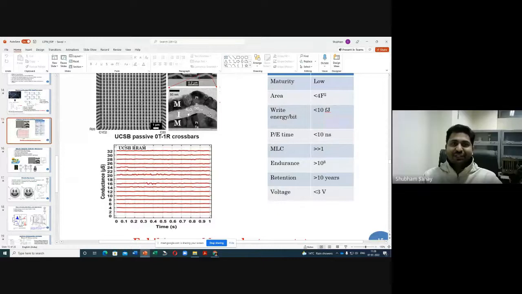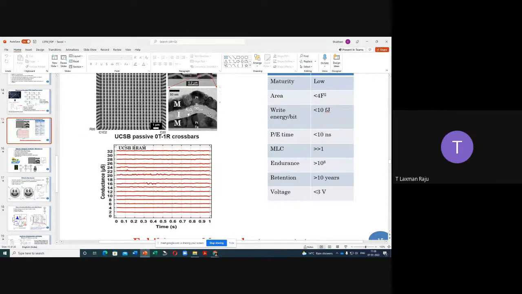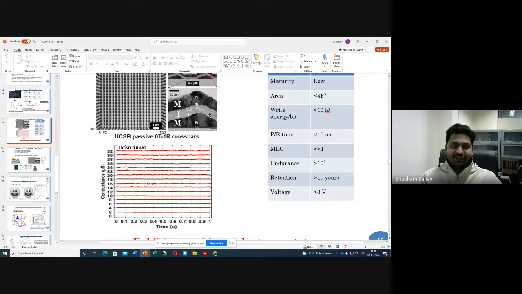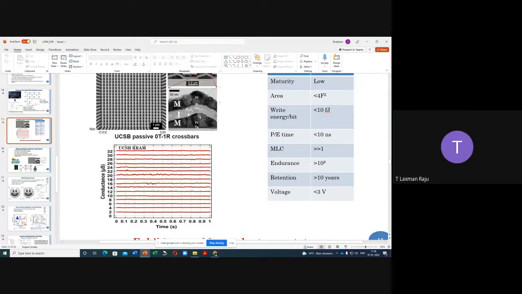But that also depends on the way you are doing it. If you do it using ALD, definitely once it breaks down, you're not able to use it. Yes, it's a hard breakdown. So that also depends on the deposition conditions. Here we were using sputtering. It was not ALD.